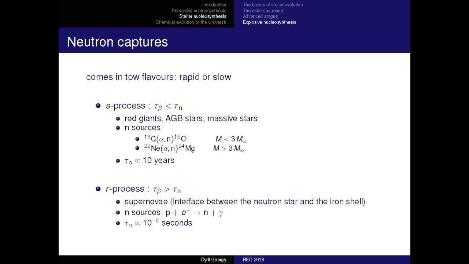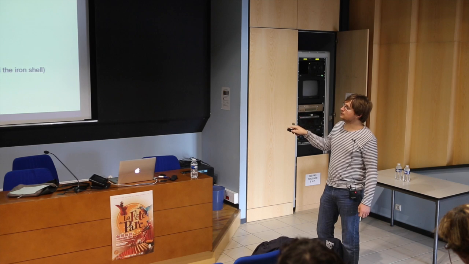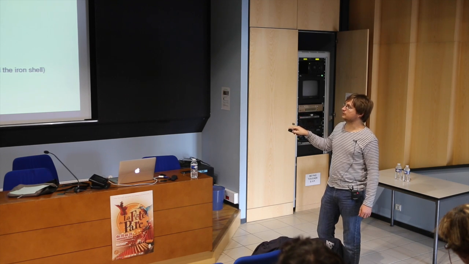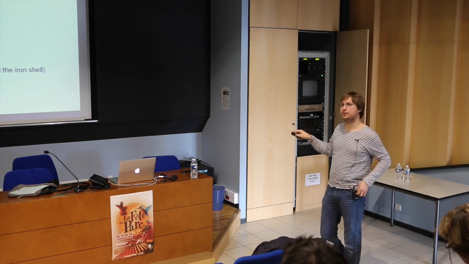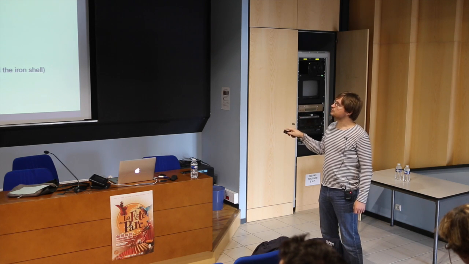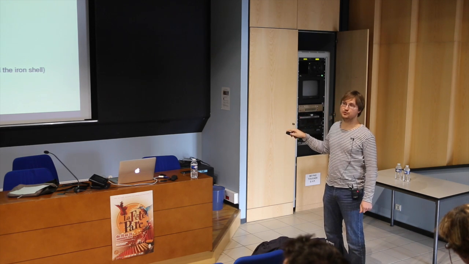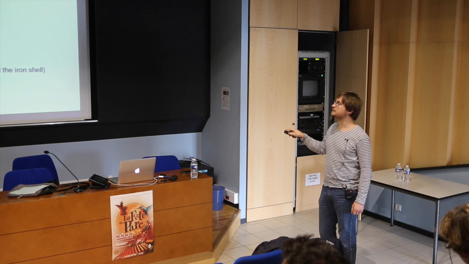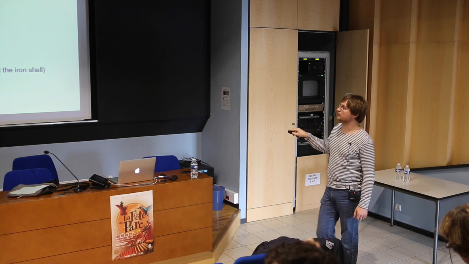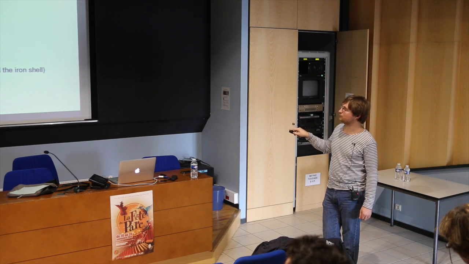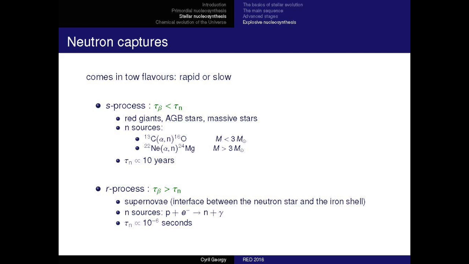You have slow neutron captures when the time of beta disintegration of your atoms is smaller than the typical time for capturing neutrons. So in this case, the beta reaction will win against the neutron capture, and you will basically follow a given path in the nucleosynthetic diagram. So this kind of process occurs in red giants, in AGB stars, and in massive stars in different kind of layers where you have these neutron sources.